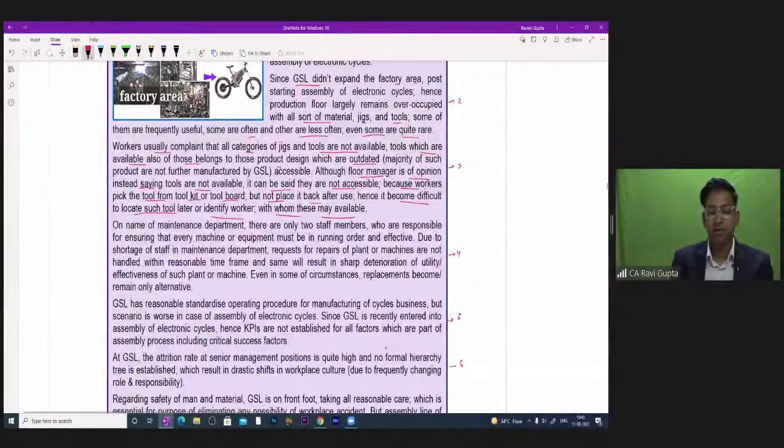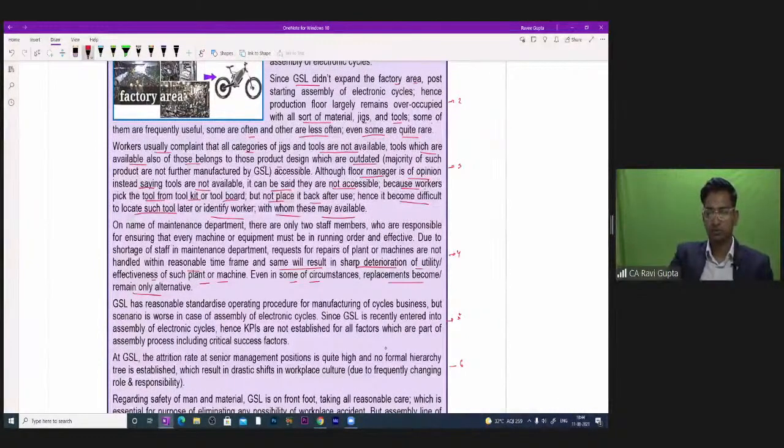Then in the name of the maintenance department, there are only 2 staff members who are responsible for ensuring that every machine or equipment must be in a running order and effective. Due to shortage of staff in the maintenance department, requests for repairs of plants or machines are not handled within a reasonable time frame, and the same will result in a sharp deterioration of the utility effectiveness of such plant or machinery. Even in some circumstances, replacement remains the only alternative.